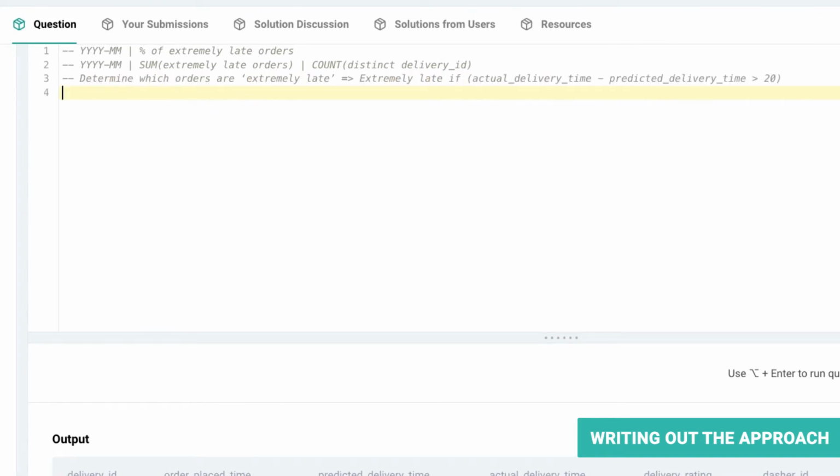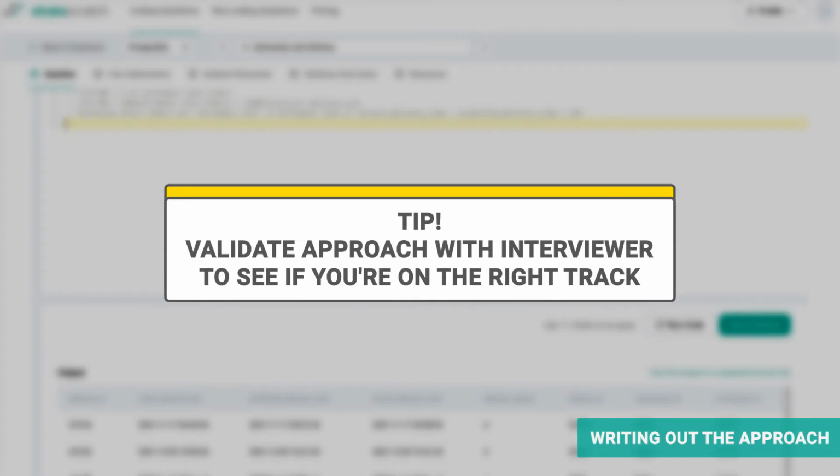And our high-level approach looks something like this. Now, one thing that's helpful at this stage is to check in with your interviewer on this high-level approach, see what they think and get some feedback early on. If that's all good, we can now code the approach.